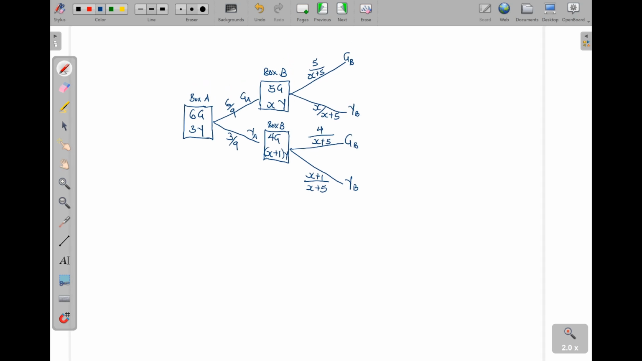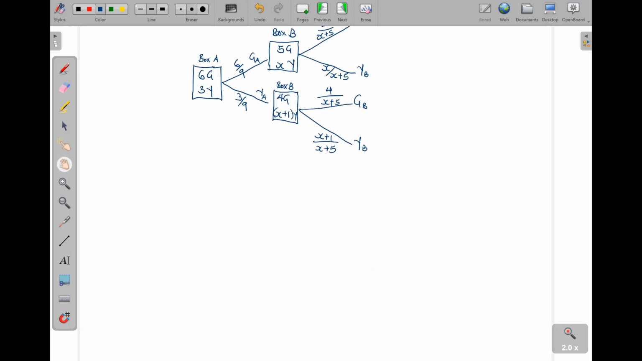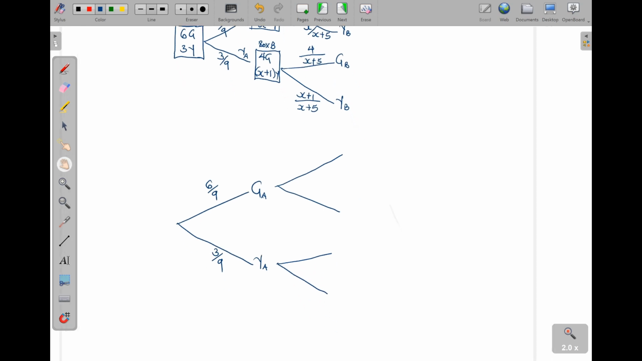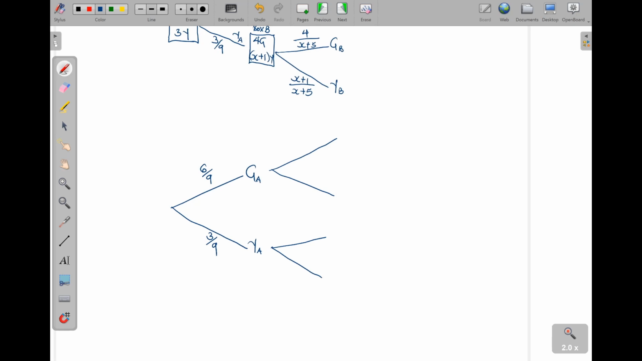Okay. But that one is so detailed. You can simplify it just like this. You just put the sticks. So here we have green from A, yellow from A. The probabilities are 6 over 9, then 3 over 9. Then now we are picking from B. These subscripts, the A, the B, are put to represent the boxes from where we are picking. So this can be green from B, yellow from B, green from B, yellow from B.